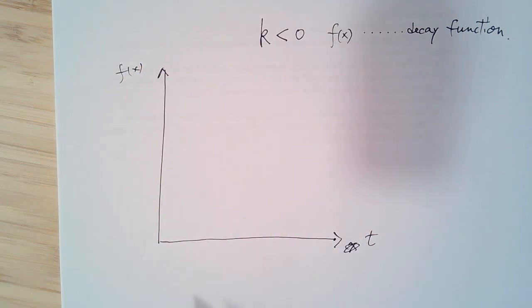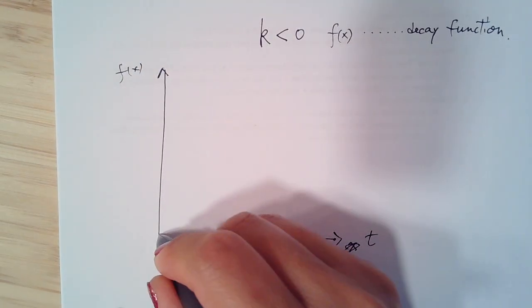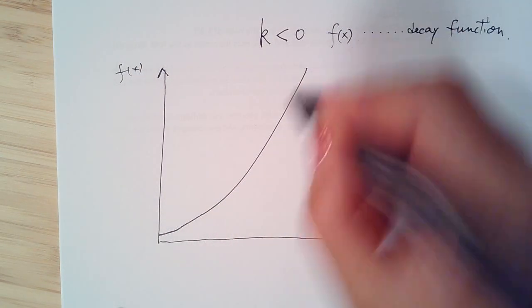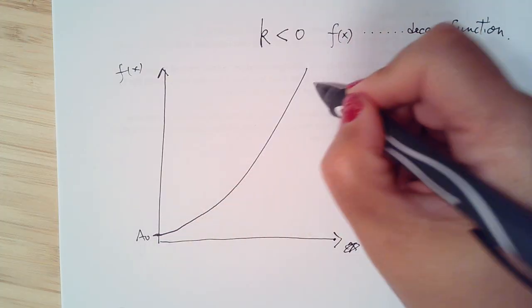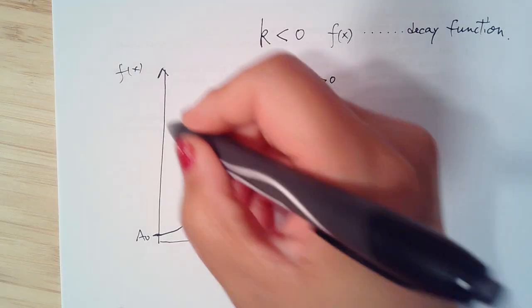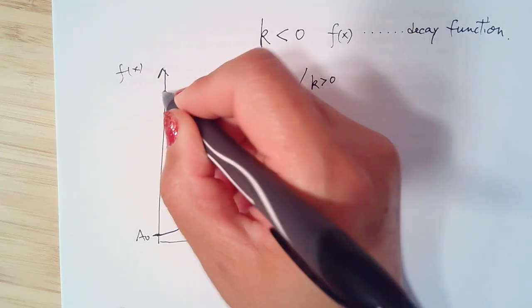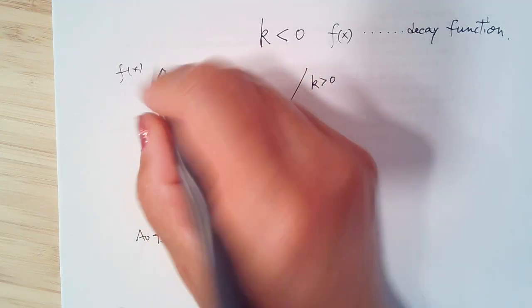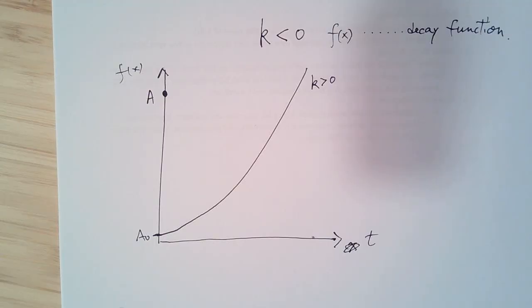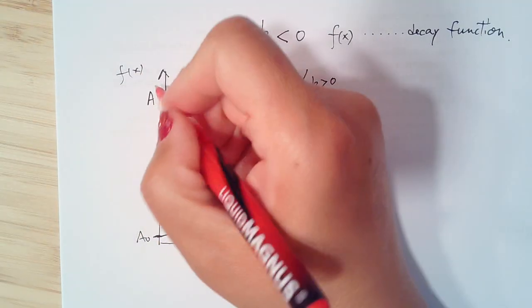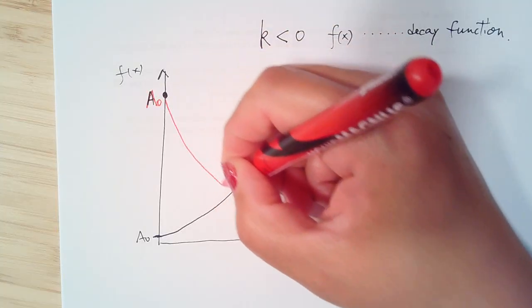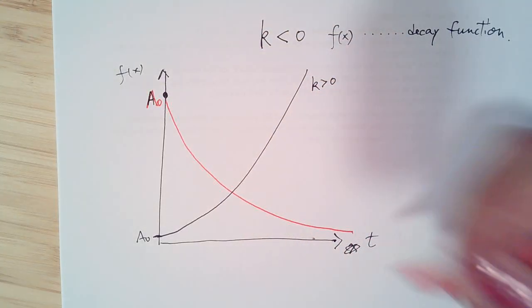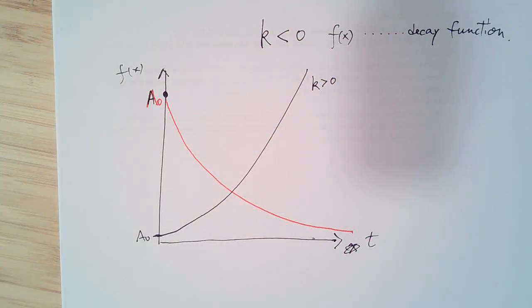Okay, for the growth function, it looks like this, and this point is a0. So that is when k is positive. And when k is negative, it's starting from here. Let me use a different color. So the other one starts at a0, and it goes like that. Okay, so this is a decay function. That's what it is.